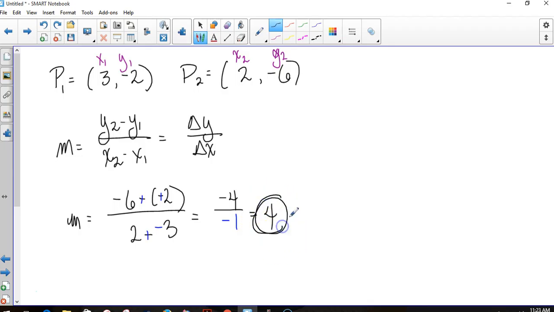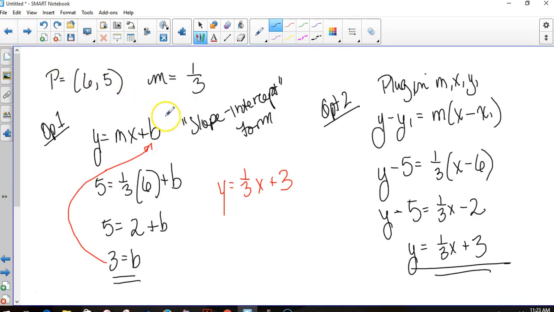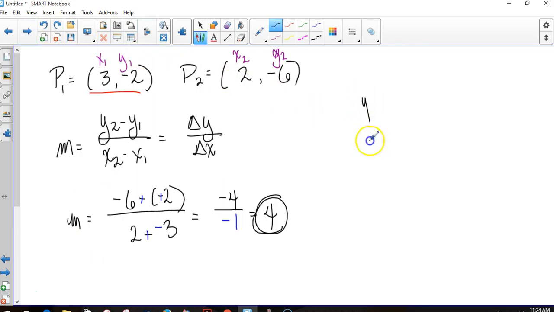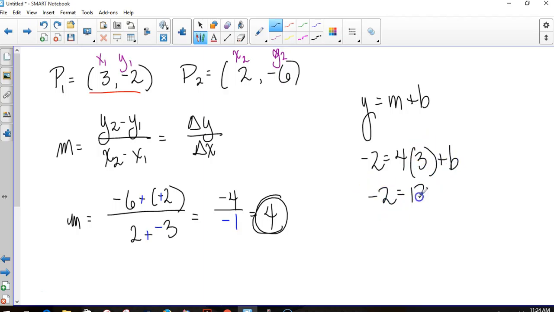Now I would take my slope, and whichever is my favorite point, I'm going to pick point 1, and use one of the methods we used on the other slide, whether it's the slope-intercept or the point-slope formula. I'm going to use the slope-intercept. I'm going to pick my y value from the first point, take my slope, and then since I use my y value for my first point, I'll have to use my x value for my first point. And I have my b value. And now I have m and I have b, so that I know the equation of the line.